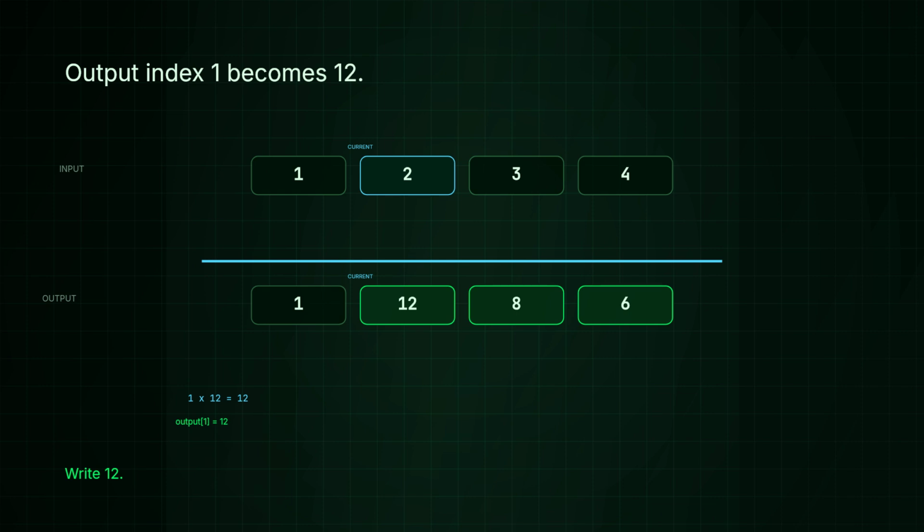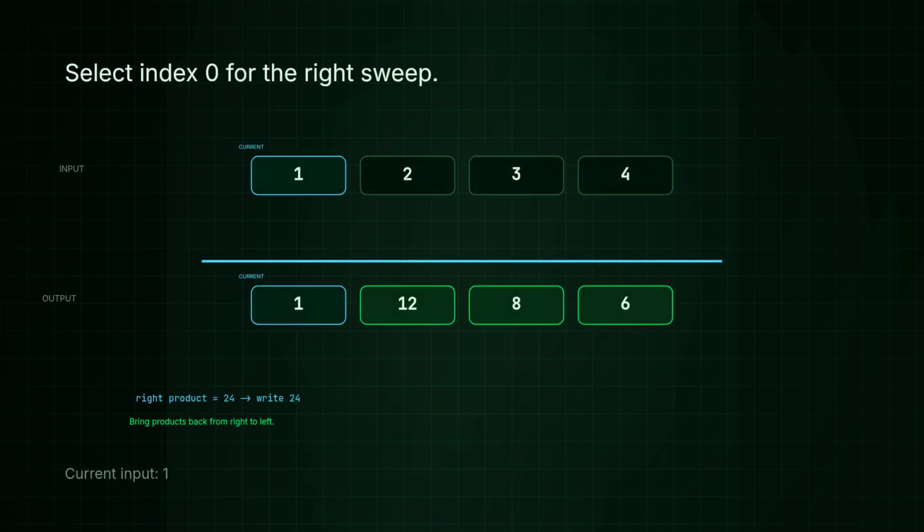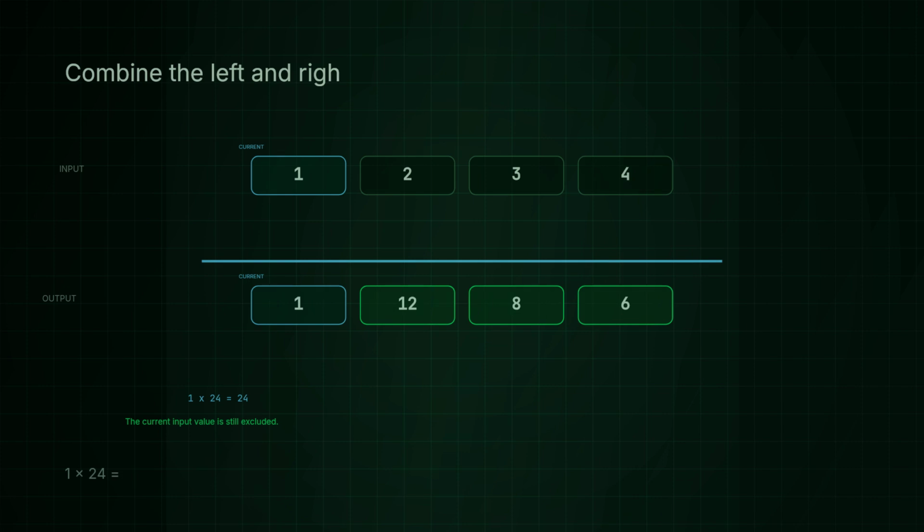Move from the right to index 0. The left product is already stored here. The stored left product is 1. The product on the right is 24. Multiply them to get 24. Write 24 into output index 0. Then include 1 in the running right product for the next position.